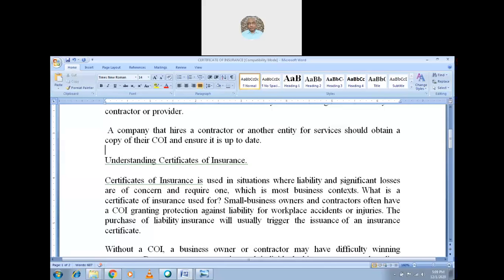The purchase of liability insurance will usually trigger the issuance of an insurance certificate. So a policy holder definitely will get the insurance certificate, the document showing that he is insured.